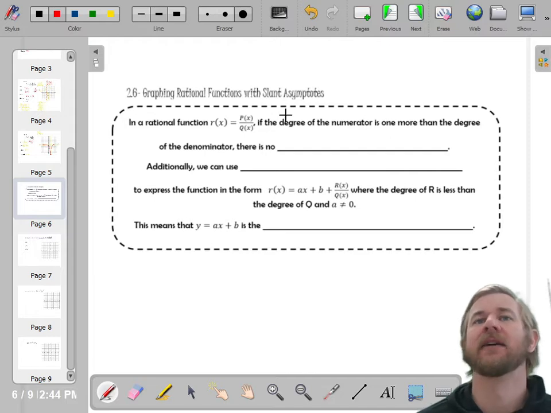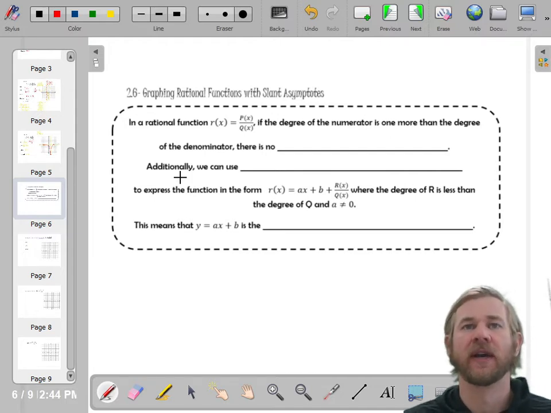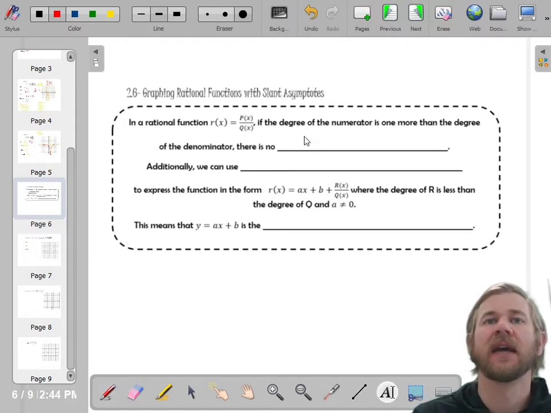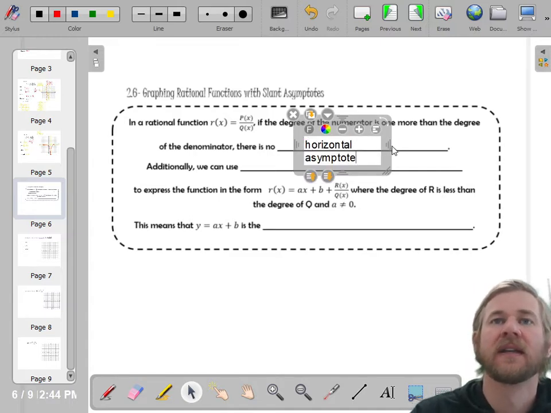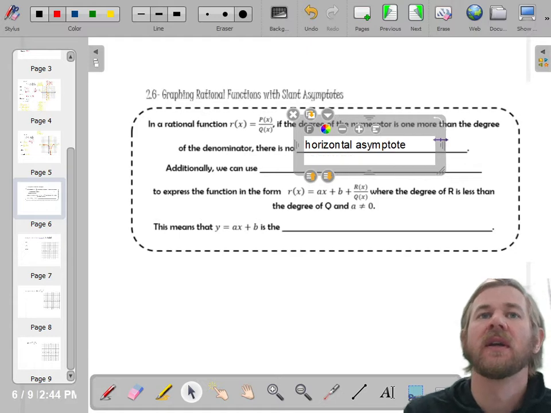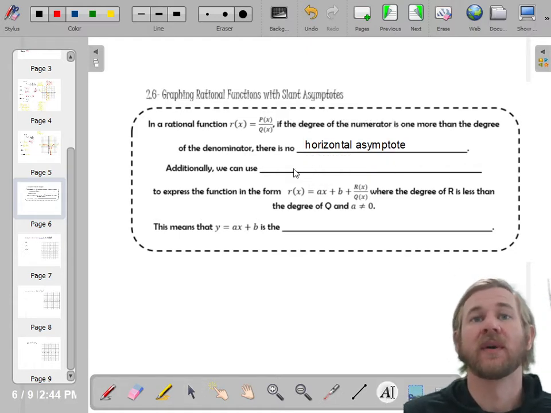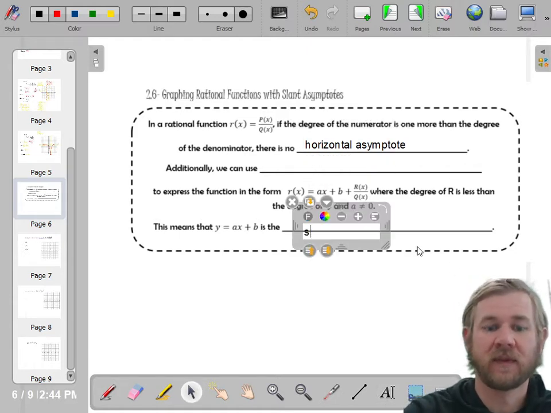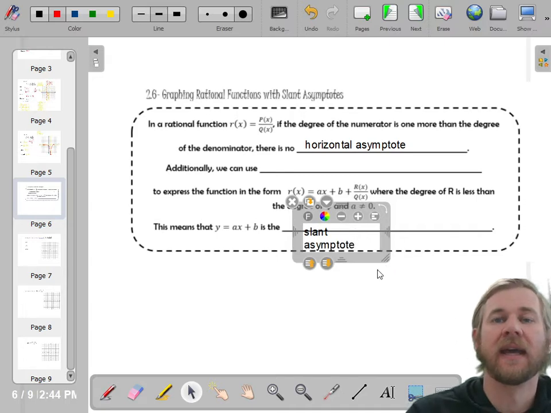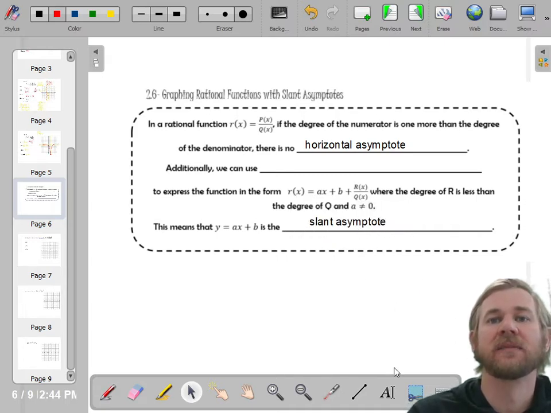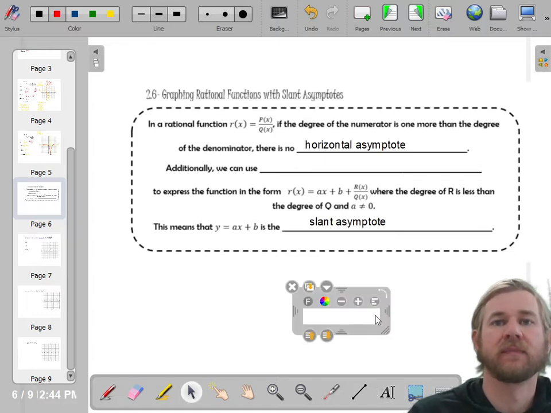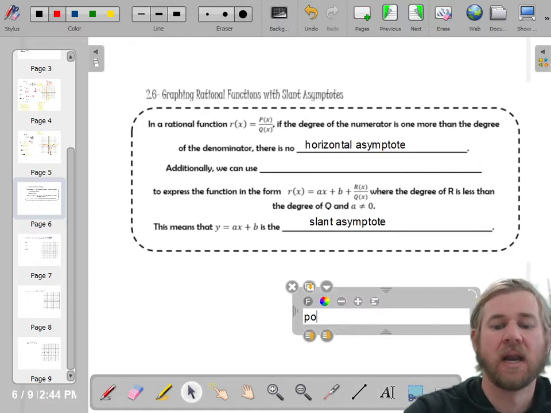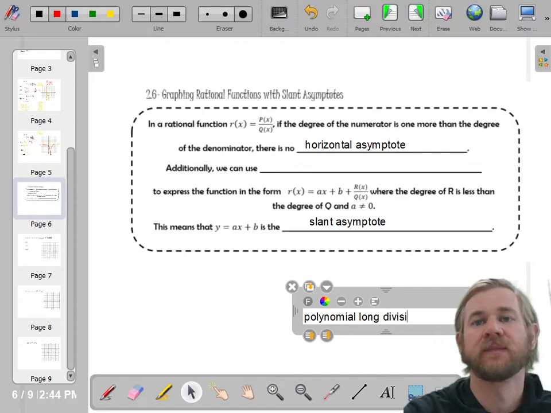But the main idea here is when you have a higher degree in the numerator, then there's not going to be a horizontal asymptote. Instead of having a horizontal asymptote, we're going to have a slant asymptote. And the way we find the slant asymptote is by using polynomial long division.